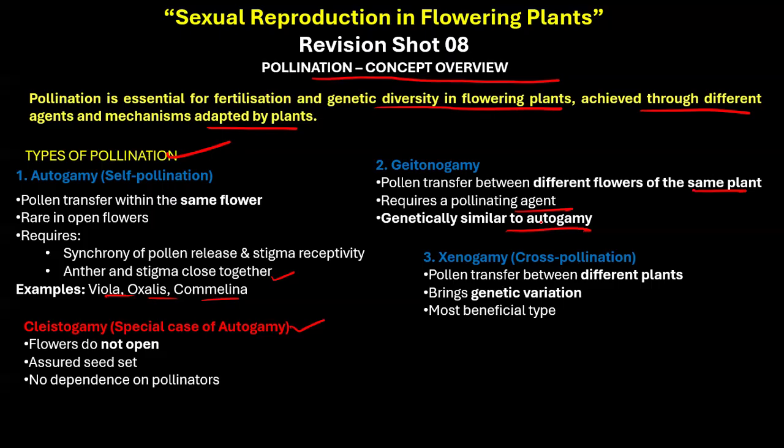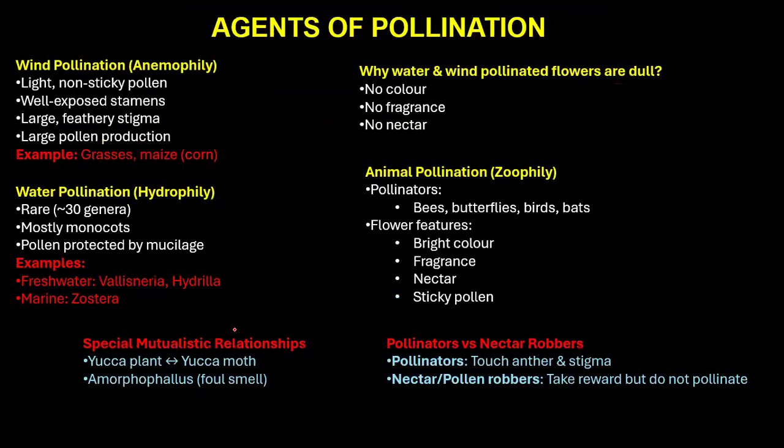Then number three is xenogamy. This one is very important. This brings variations. This is cross-pollination. Xenogamy introduces genetic diversity, leading to healthier and more adaptable offspring. I told you there is one special case, that is cleistogamy. It is a special case of autogamy. Flowers do not open, they are closed, and there is assured seed set with no dependence on pollinators. So 100% of pollination will happen here because this is a closed case. Self-pollination happens here.